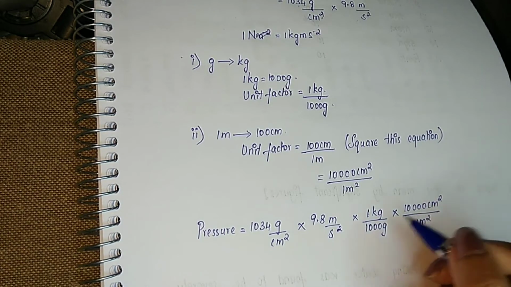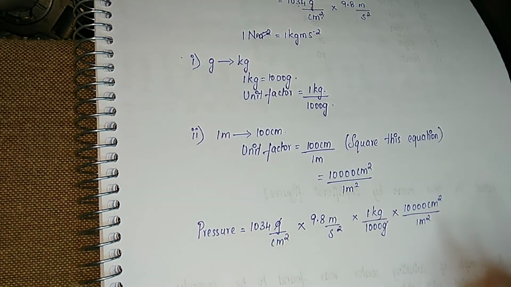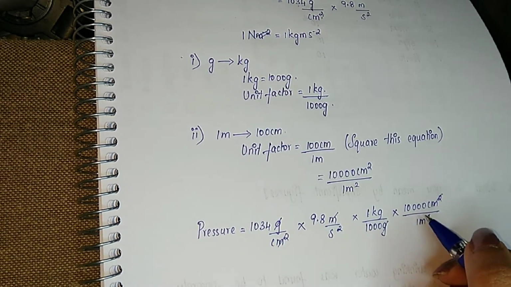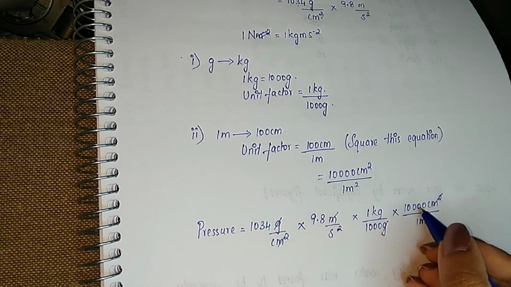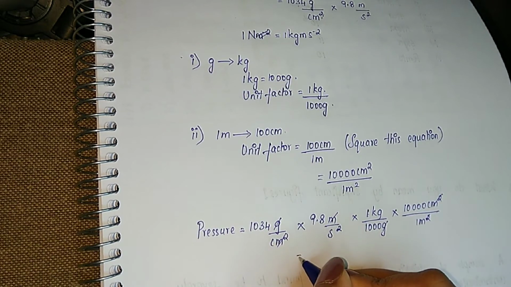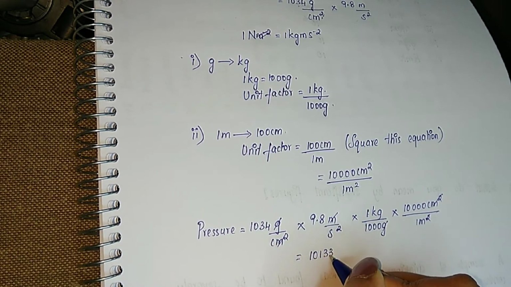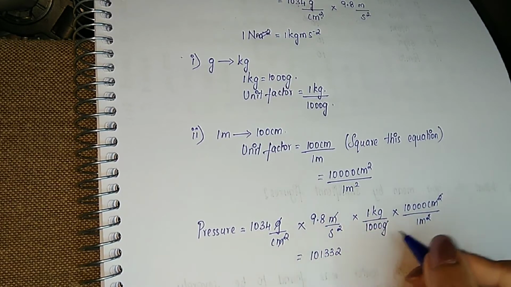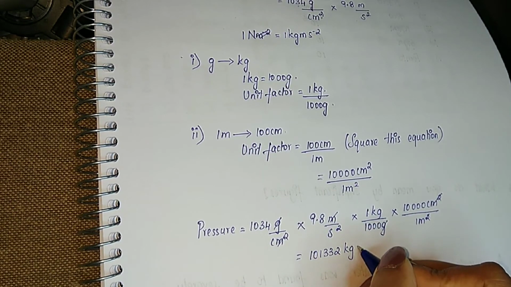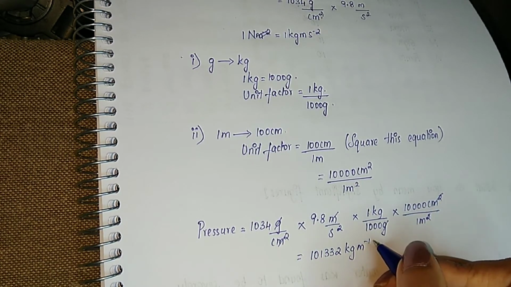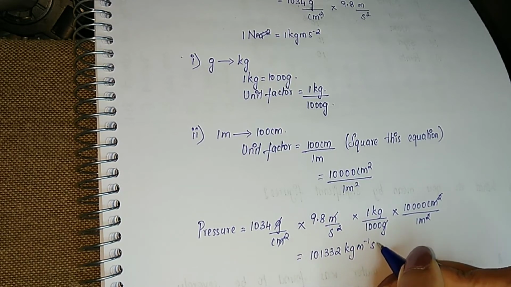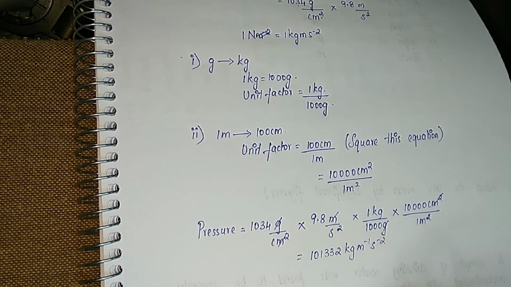Now what we are going to do is cancel out the terms. Grams will cancel out. Centimeter square will also cancel out. Meter and meter will get cancelled out. The remaining one is what we are going to calculate. Now when we simplify the values, 1034 into 9.8 into 10,000 by 1000, your answer is going to be 101,332. And what are we left with in SI units? Kg, meter inverse, because meter is in the denominator. When you take it up, it becomes meter inverse. Similarly, seconds is in the denominator. When you take it up, it will become seconds to the power minus 2.